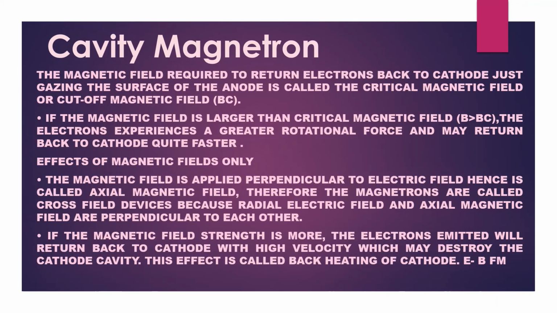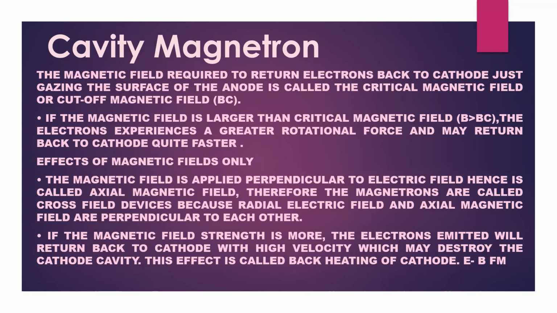So the magnetic field required to return electrons back to cathode just grazing the surface of the anode is called the critical magnetic field or cutoff magnetic field, specified by BC. If the magnetic field is larger than the critical magnetic field, what will happen? The electrons experience a greater rotational force and may return back to the cathode quite faster.